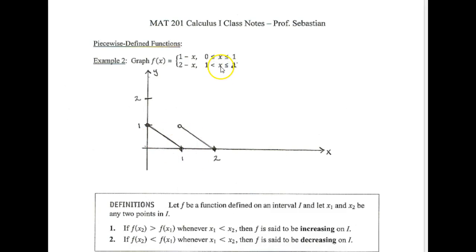Then when we get to x equals 1, we jump to this function of 2 minus x, which, if it were to continue, would have a y-intercept over here at y equals 2. However, it stops right at x equals 1, and we put an open circle here to indicate that we do not include that point in the graph. And then from there on, it's the function 2 minus x with a slope of -1 going down to where x equals 2, y equals 0, and we fill in that dot to make sure we include it.